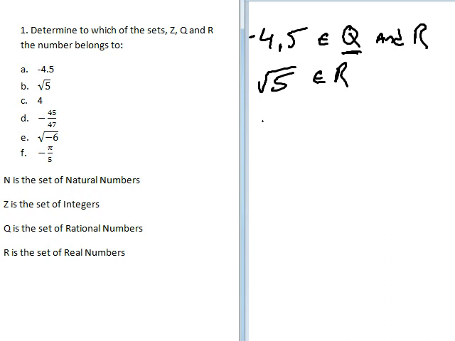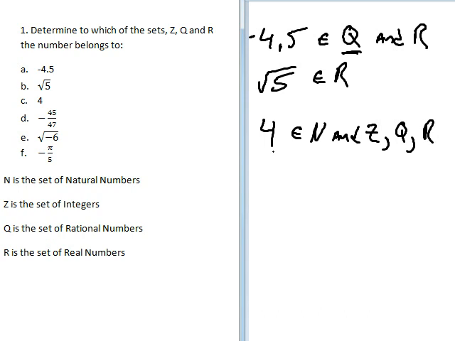How about the number 4? Well, 4 happens to be a natural number. It's in the set 1, 2, 3, 4, etc. So that means it belongs to the set of natural numbers, and by default has to be in the real numbers, the integers, and the rationals. So it's actually in all 4 sets.